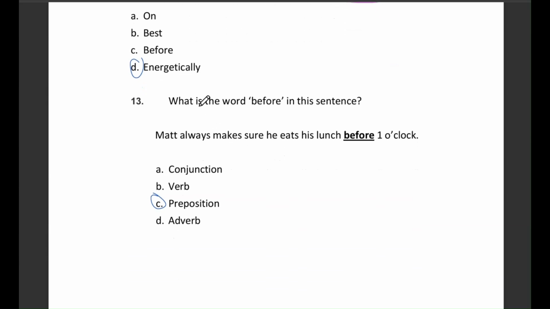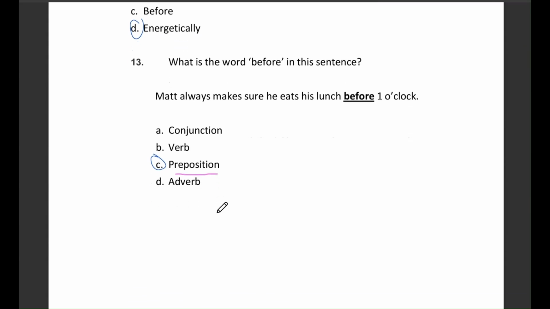Last one, question 13. What is the word before in the sentence, Matt always makes sure he eats his lunch before 1 o'clock? The answers are A. Conjunction, B. Verb, C. Preposition, D. Adverb. The correct answer is C, preposition. Here, before 1 o'clock is telling us when Matt eats lunch. So before is acting like a preposition showing time.